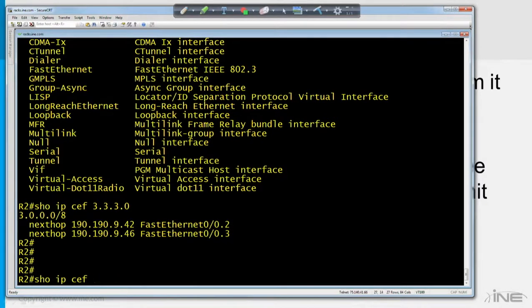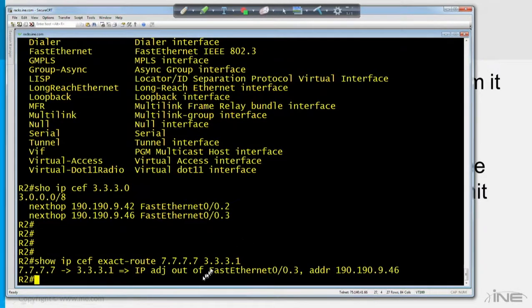But the point is for you to know this command right here, show IP CEF exact-route. Really useful command. You just type in the source address of the packet and the destination address of the packet, and it will tell you which particular interface it's going to choose. So when you've got equal cost routes and you're not sure which interface it's going to use, it's an easy way to answer that question. All right, so that concludes this section on EIGRP and CEF.